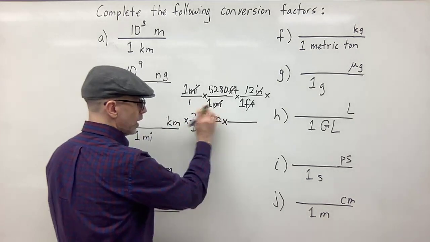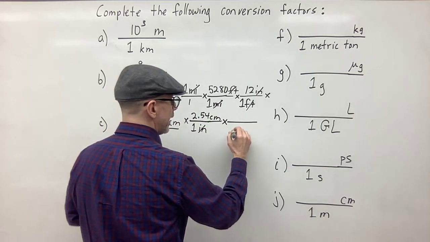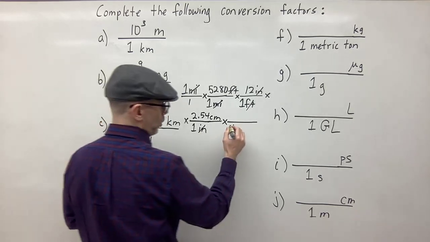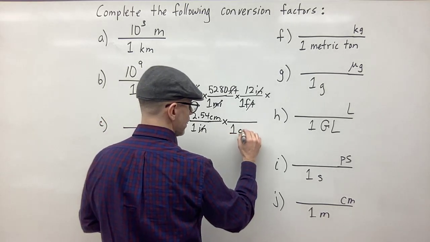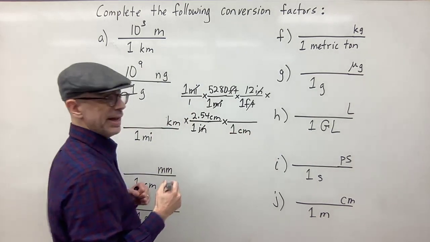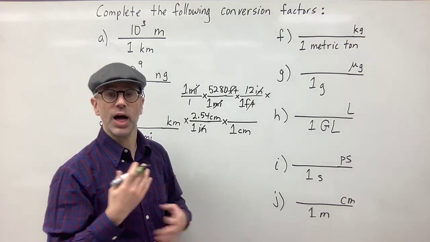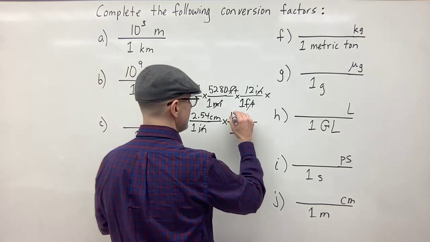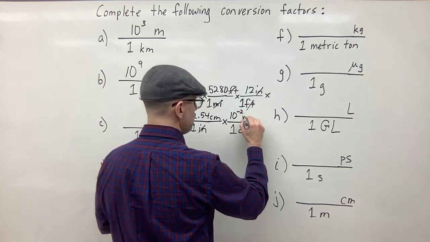So on the bottom, I can put 1 centimeter. So 1 centimeter on the bottom. And I know centi is 1/100th, or 10 to the negative 2. So that's going to be 10 to the negative 2 meters.